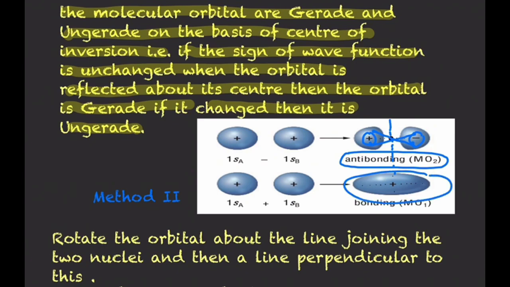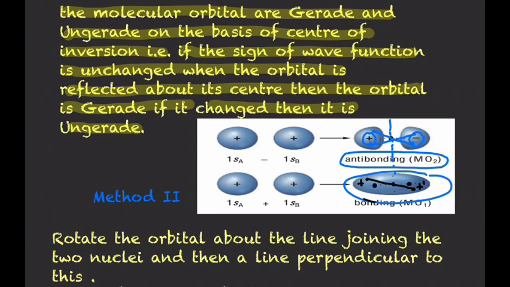For example, in this bonding molecular orbital, there are two nuclei which are not shown here. So let me show these nuclei. This is one nucleus and this is the other nucleus, and this is the center of this bonding molecular orbital. Now if I take any point on the left hand side and go through this center, the sign here is positive and the sign here is also positive, because everywhere the sign is positive due to constructive interference. So we are moving through the center, that is the center of inversion, and the sign remains the same, so we'll say that this is gerade.